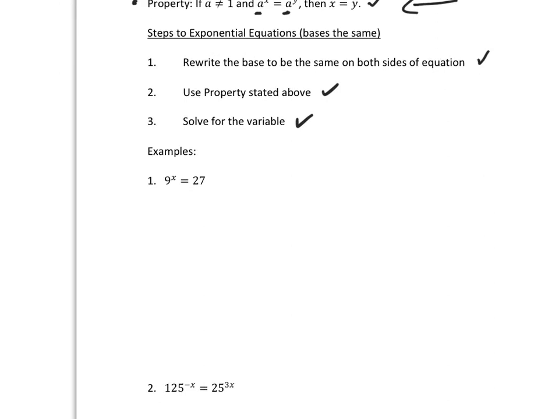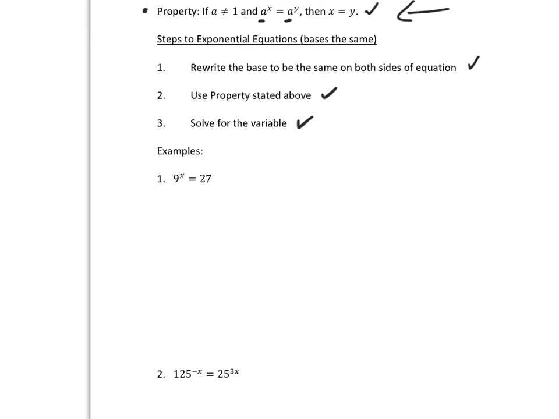All right, example 1. This is an exponential equation because the variable's in the exponent. I want to rewrite 9 and 27 to have the same base, and I hope you're thinking about 3 to some power. 9 is 3 squared, raised to the x, and 27 is 3 to the third. Now, the base on the right is 3, but the base here is 3 squared. They're not the same. But what do we learn when we have a power to a power? What do we do to our exponents? We multiply.